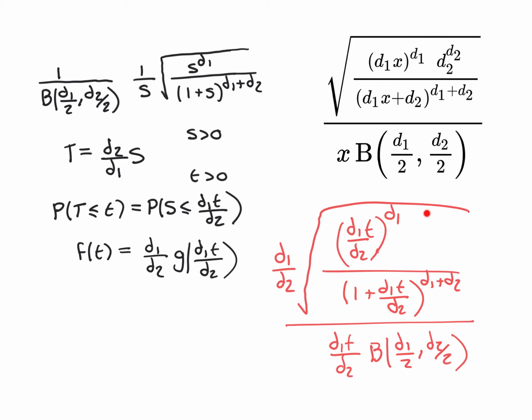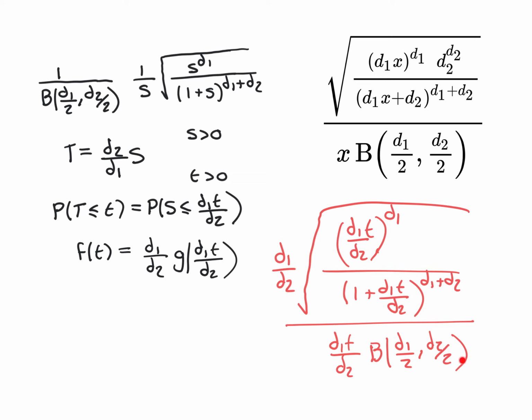So here is this square root. I've substituted in for s now d1t over d2. So we've got d1t over d2 to the power of d1 over, and then we've got 1 plus d1t over d2 to the power of d1 plus d2, and that's the square root. Then I've brought these things onto the denominator under this square root so that it looks like this. So we've got over s, where I've substituted in d1t over d2, times the beta thing, which is still the same, beta of d1 over 2, d2 over 2. And then, of course, we have to multiply the whole thing by d1 over d2, so that's what this is.